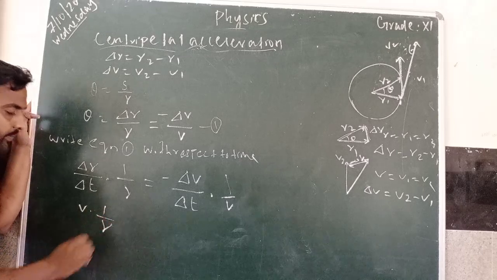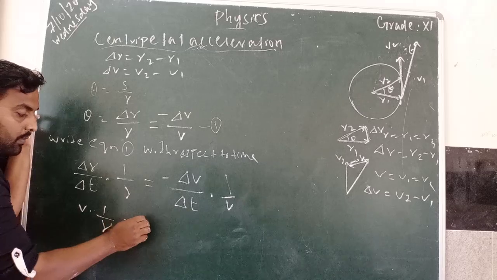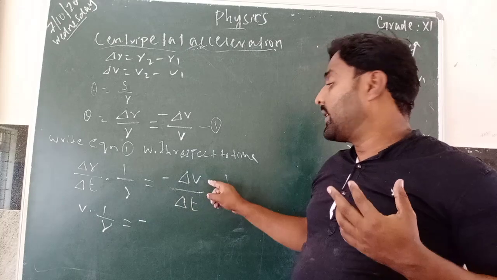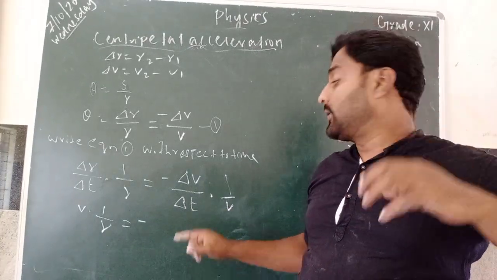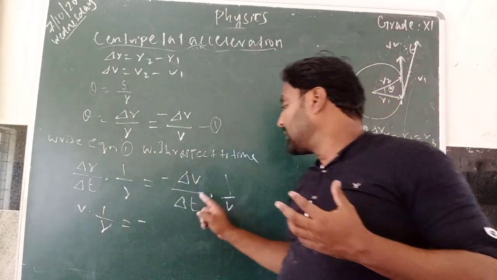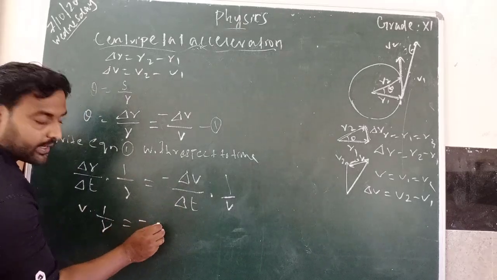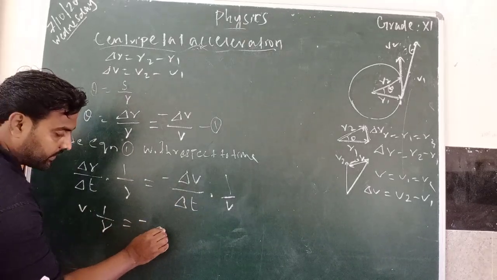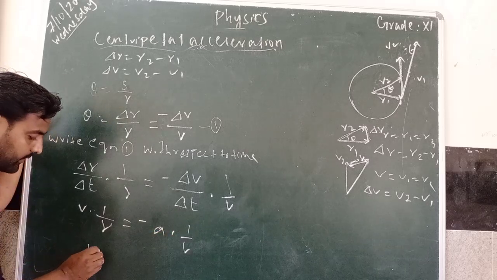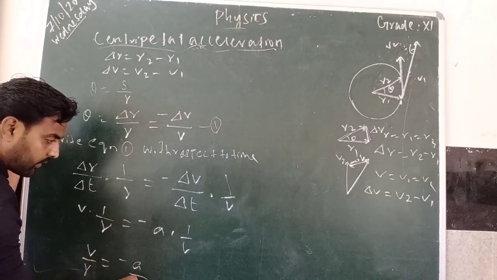So V into 1 by R. Here also the same, minus delta V by delta T. Delta V by time means change in velocity by time, and change in velocity by time is acceleration. So A into 1 by V. So you can write this equation V by R equal to minus A by V.